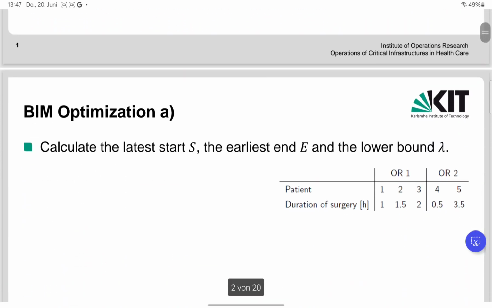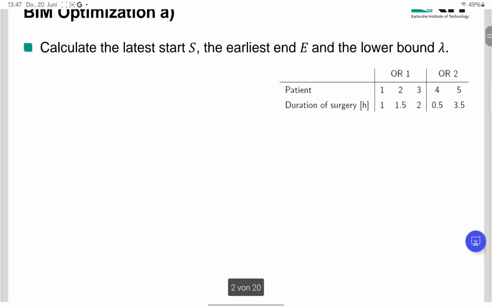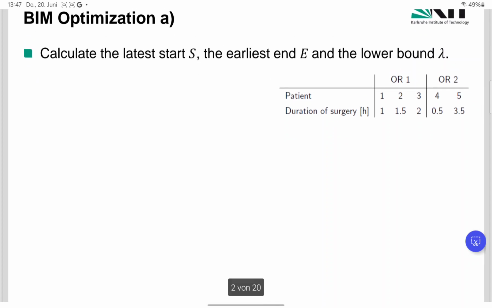So let's start with the first task. Calculate the latest start, the earliest end date and the lower bound lambda. So we know the durations. We know that we have 5 patients and they already have been assigned to operating rooms 1 and 2. Obviously the starting point is the same for everyone at 8 a.m. And then the question is the earliest end date, or end time, let's say it like this.